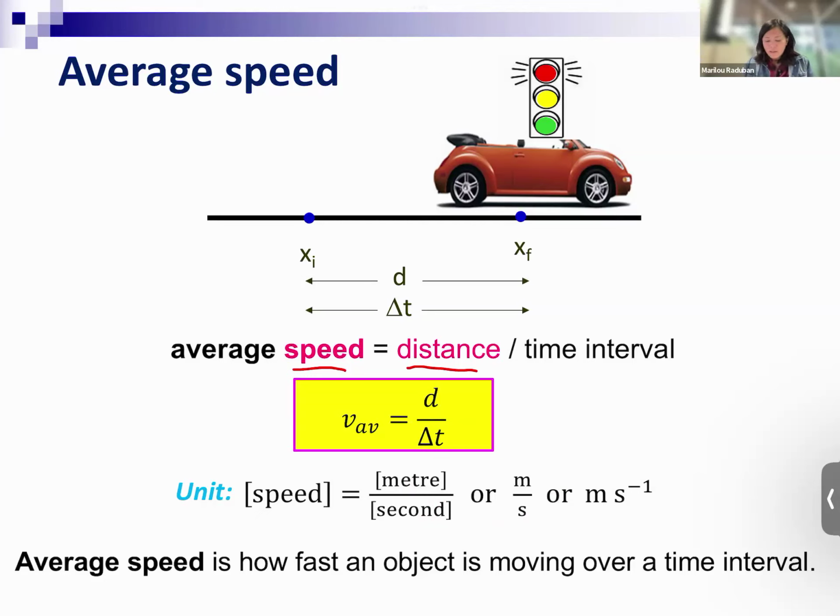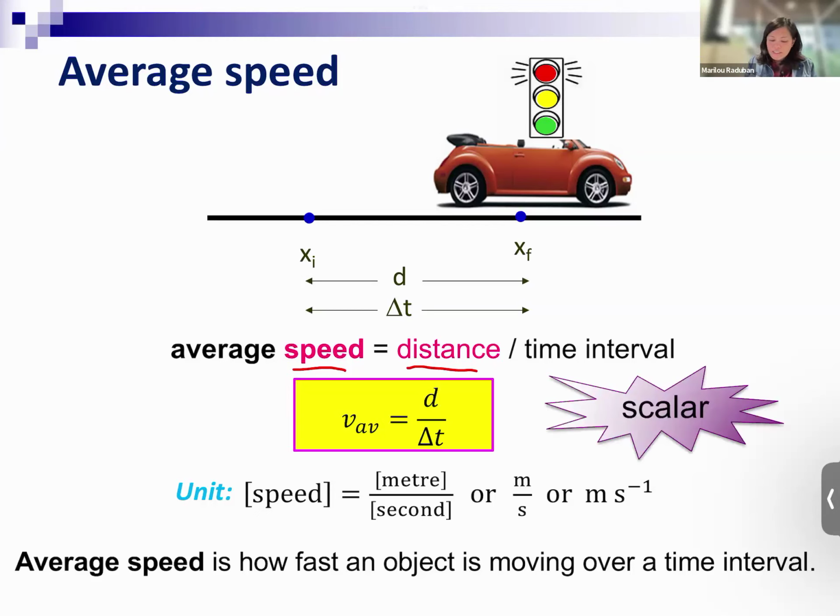Okay. Right. And because distance is a scalar quantity, as we've defined earlier, speed is therefore also a scalar quantity. We don't care about direction. We just care how fast an object is moving over a time interval.